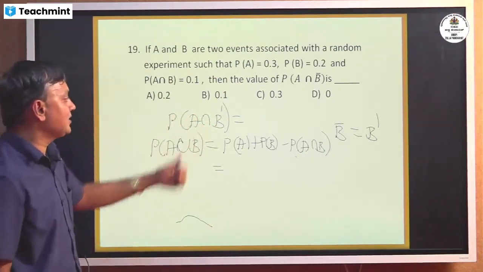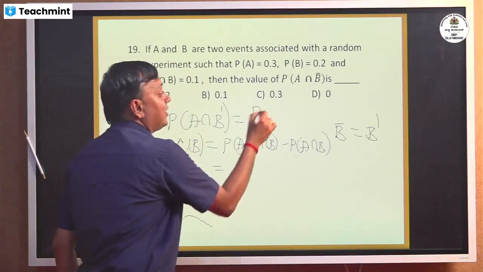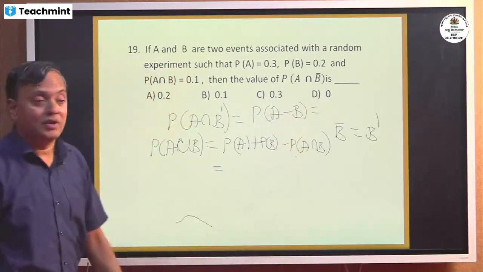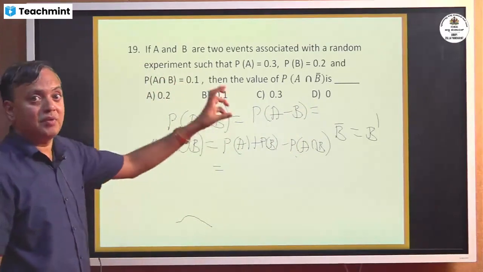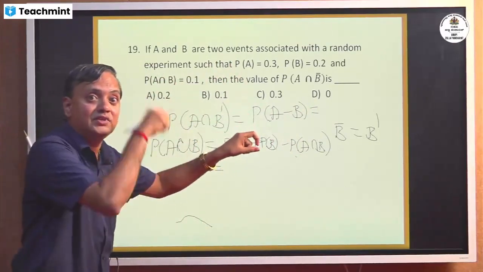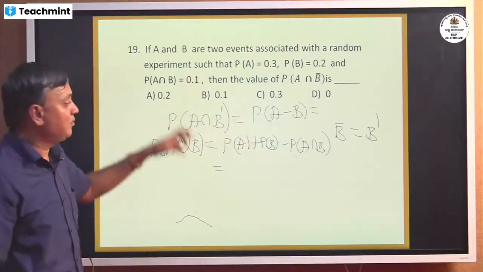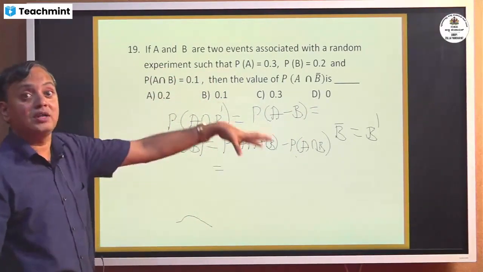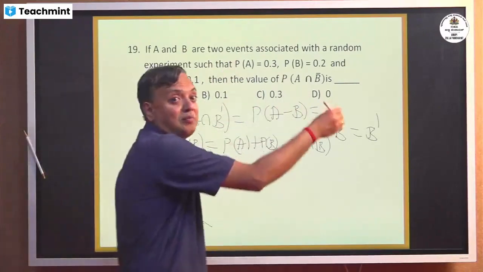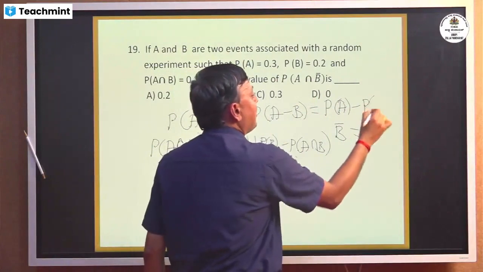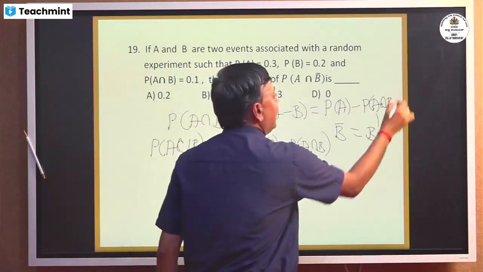Probability of A intersection B dash is nothing but probability of A minus B, both are the same. A intersection B dash means probability of A minus B. In set chapter, it is the set of all elements in A which are not in B. Here also, probability of all outcomes of A which are not in B, they are common. So the formula is probability of A minus probability of A intersection B.